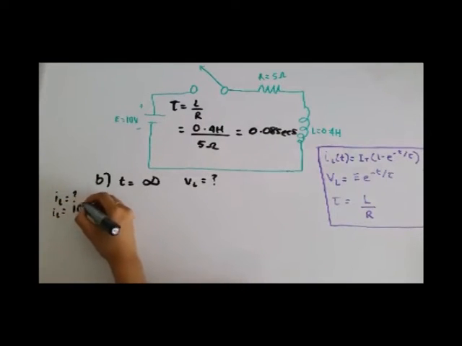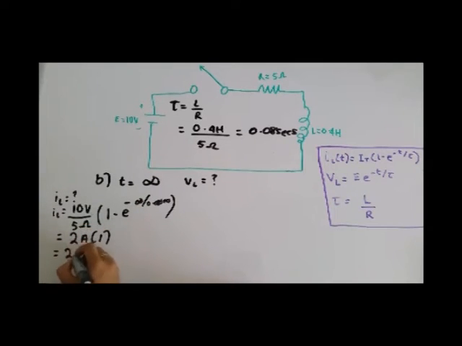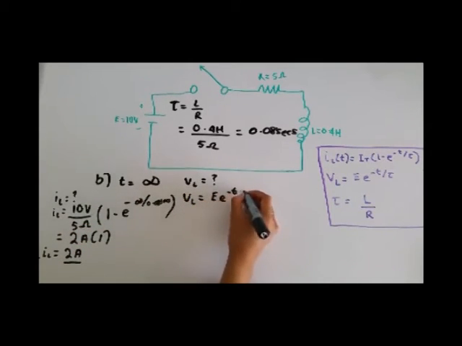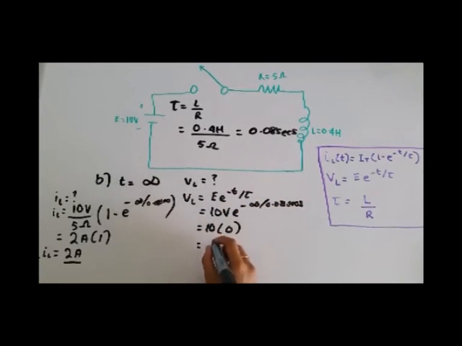B. At t equals infinity, we can use Ohm's law because after 5 time constants, the current has reached more than 99% of its final value. This gives us a value of 2 amps. At steady state, inductors can be replaced by a short circuit, therefore voltage is equal to 0.